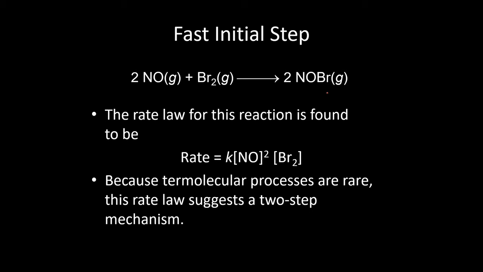So that was a slow initial step. Those are the easier ones, because with a slow initial step, you never have the chance of an intermediate in your rate determining step. Fast initial steps, where the second step is the slow one, are a little more complicated.